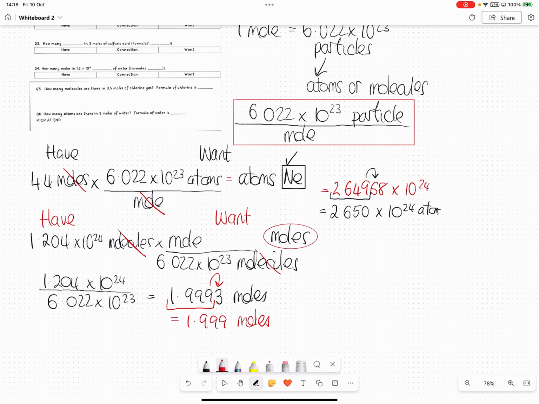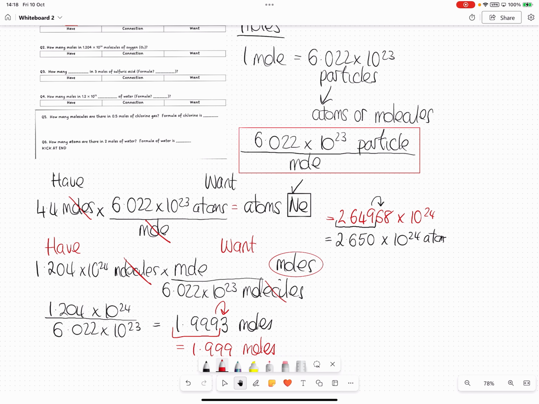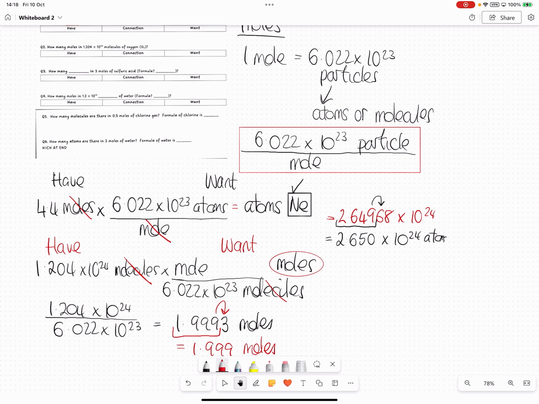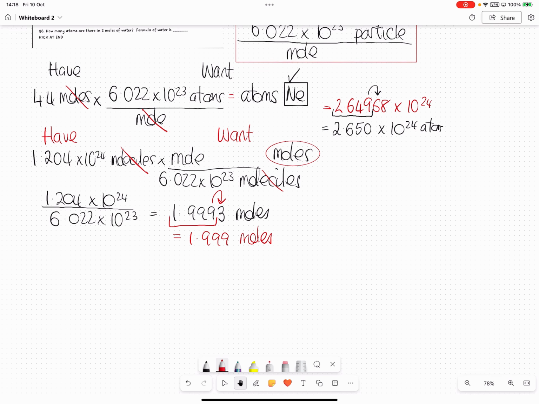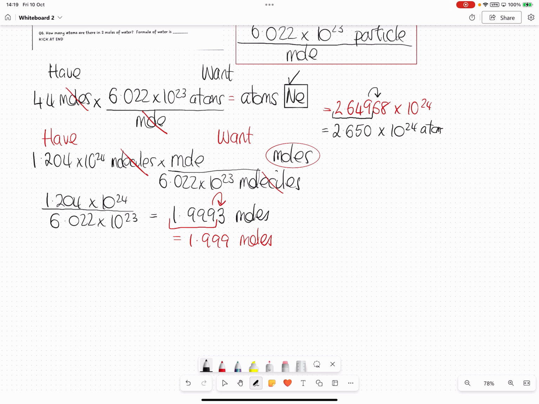So in all of these questions, we have been trying to use the conversion factor to get rid of the unit that we have. The reason why I'm being insistent on conversion factors is to make sure that you are answering the question that is being asked. So I'm going to scoot to question 6 to show you what I mean. In question 6, the thing that we have is 2 moles of water. The thing that we want is atoms.